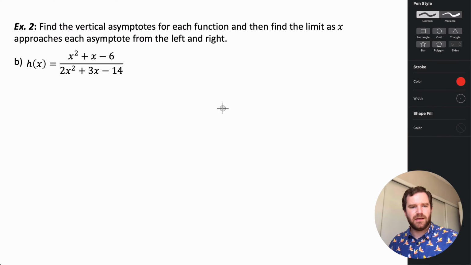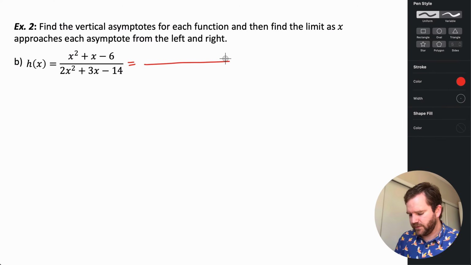If you have a problem like this, where you have a big kind of complex rational function, the first thing that we should do is try to simplify. So I'm going to simplify by factoring. So if I factor the numerator, I'm going to get x squared, oh, whoops, sorry, not just x squared, x plus 3 times x minus 2.